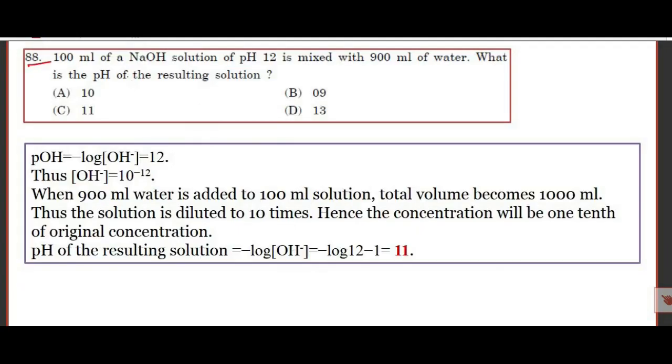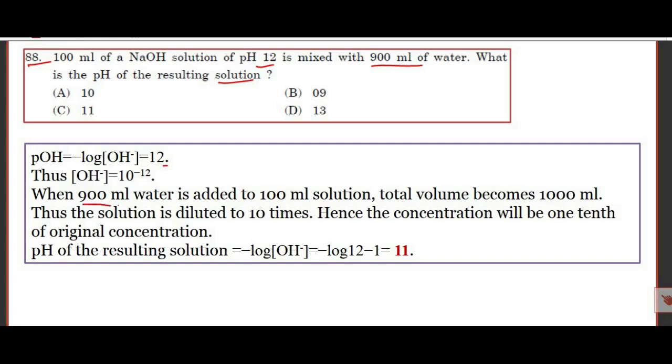Question number 88. 100 ml of NaOH solution of pH 12 is mixed with 900 ml of water. What is the pH of the resulting solution? It's a simple pH problem. Here, for sodium hydroxide, the pH given is 12. Thus, the OH minus ion concentration is 10 power minus 12.